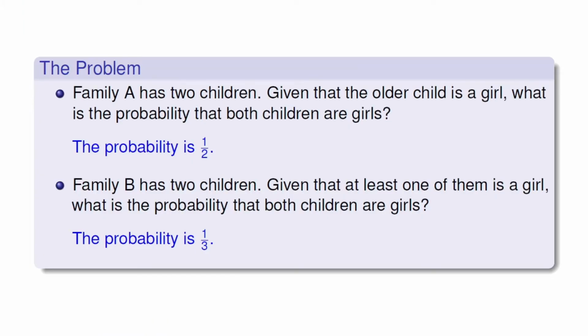Okay, so in summary, the probability that both children are girls is 1/2 for the first problem, and the probability that both children are girls is 1/3 for the second problem.